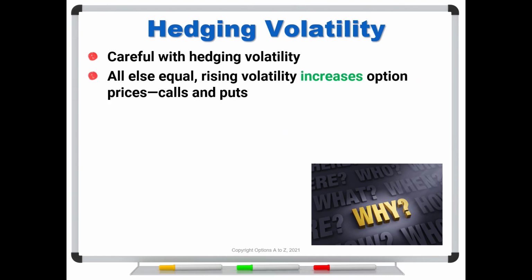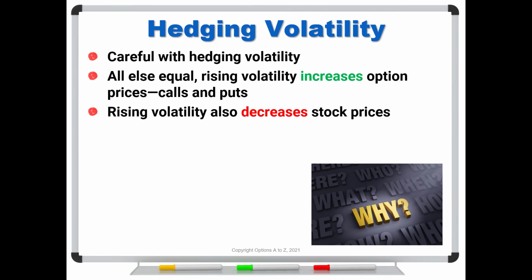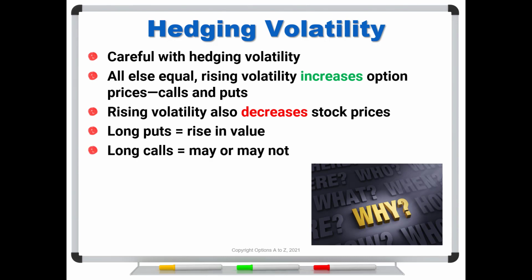Yes, all else being equal, rising volatility increases option prices, both calls and puts. But rising volatility also decreases stock prices. And so the thing that you have to keep in mind is if you had to choose, long puts are most likely to rise in value. And that's because they will definitely increase from the rising volatility. But if stock prices fall, they will also pick up those gains as well. See, that's not true for the call options. The long calls may or may not go up in value. The higher volatility is driving the prices higher, but there might be lower stock prices that are pushing them lower.